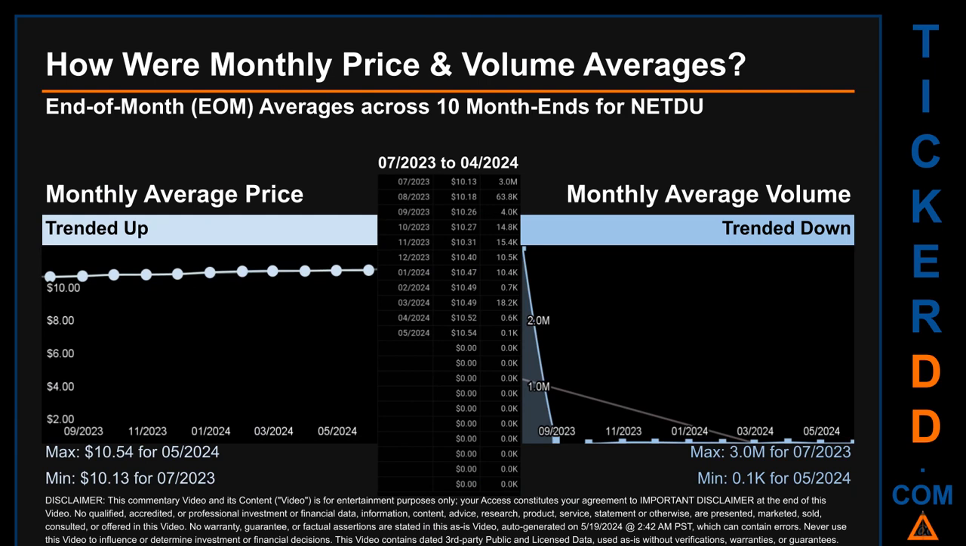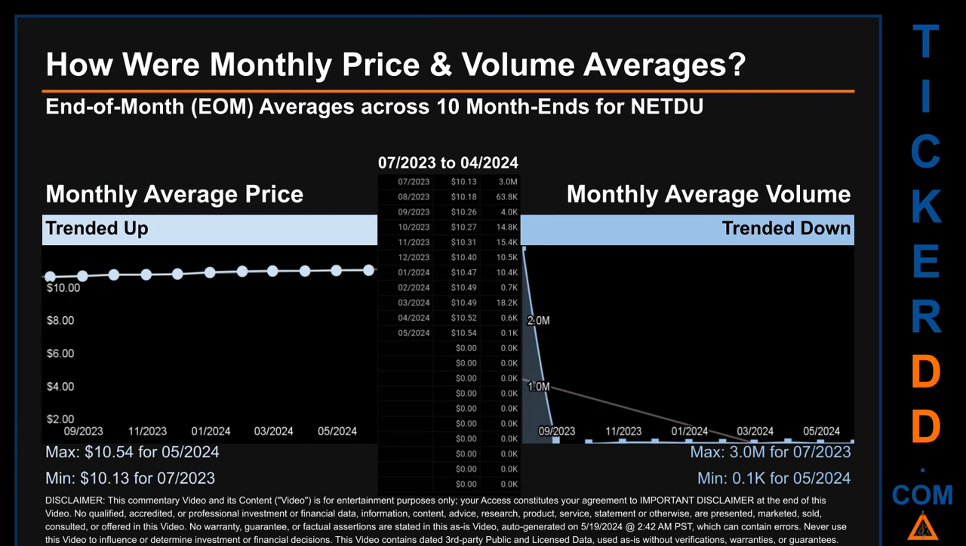How were price and volume averages for NETDU? Across 131 trading days, there were a total of 10 month ends, of which monthly averages for daily price and volume were calculated. Overall, monthly price average trended up while monthly volume average trended down.